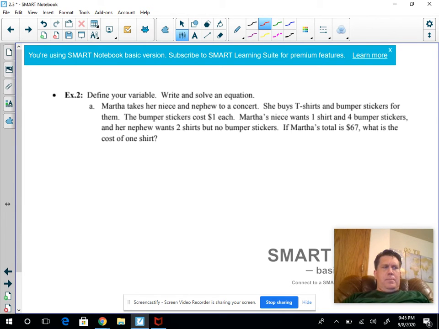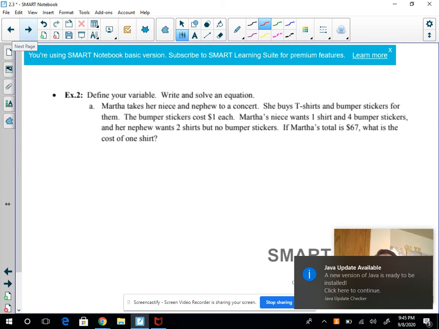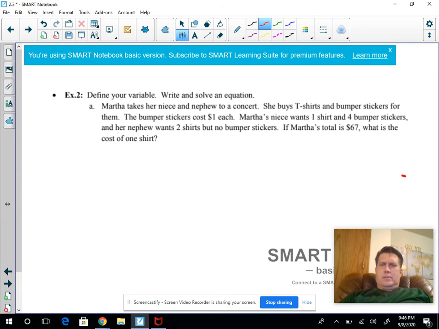All right, next up, says, define your variable and solve an equation. So Martha takes her niece and nephew to a concert. She buys t-shirts and bumper stickers for them. The bumper sticker costs $1 each. Martha's niece wants 1 shirt and 4 bumper stickers. Her nephew wants 2 shirts but no bumper stickers. If Martha's total is $67, what is the cost of 1 shirt?